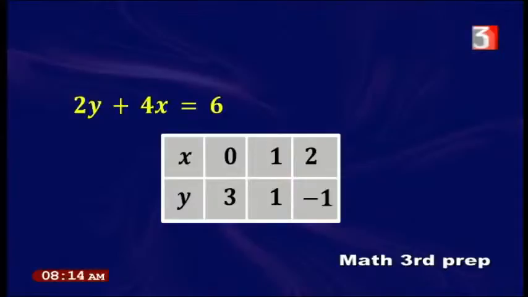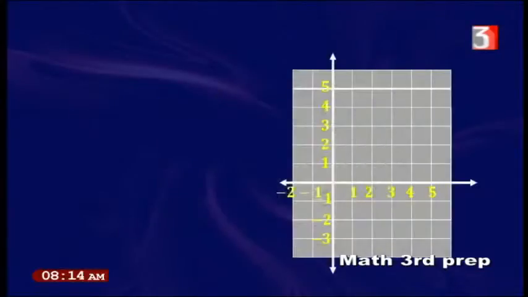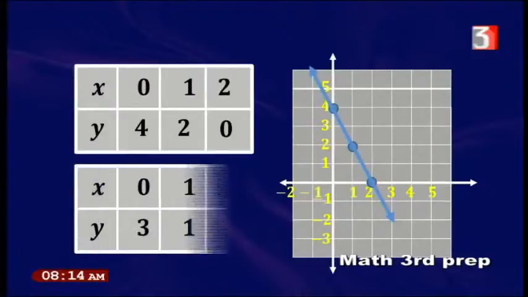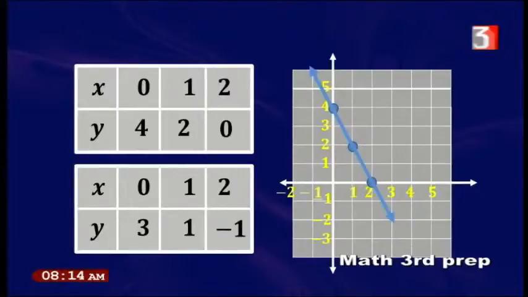To plot these two tables graphically, you are going to notice that the first table, which is 0 and 4, the first point, 1 and 2, and 2 and 0. Try to join them all together to obtain such a straight line. What about the other table? It is 0 and 3, 1 and 1, 2 and negative 1. Try to join them together. What are you going to notice?